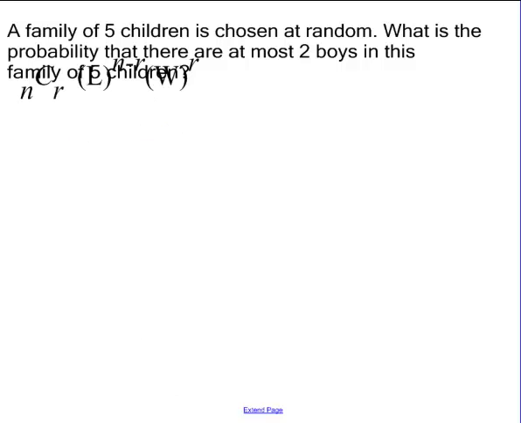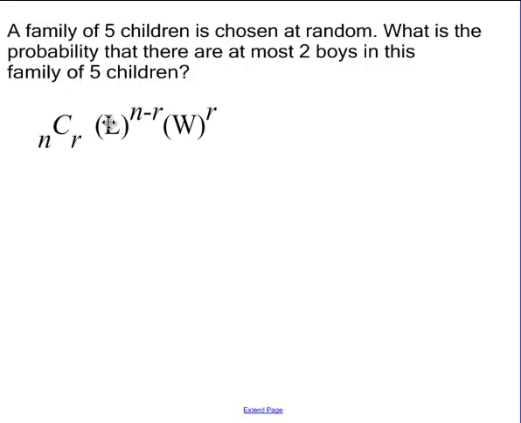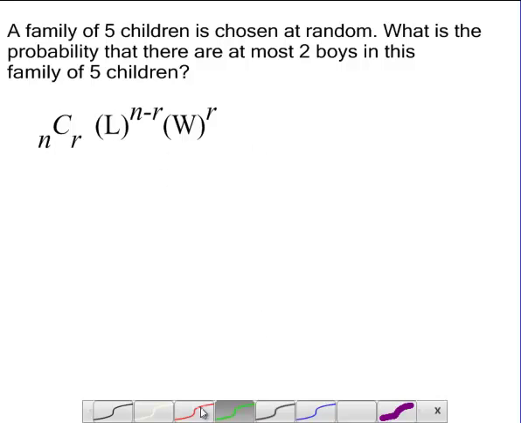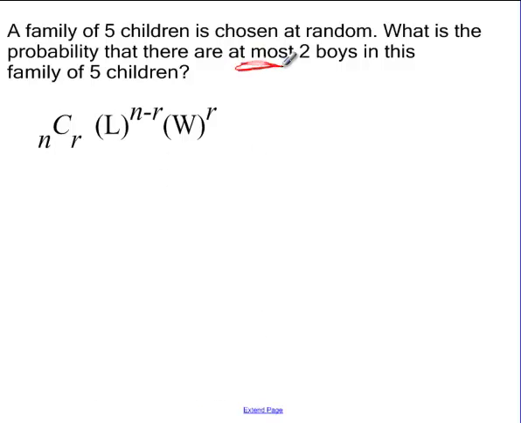Okay, just bring my formula in and start it again. A family of 5 children is chosen at random. What is the probability that there are at most, and at most means I've got a lot of work to do, 2 boys in this family of 5 children? Well, what's my probability? Well, with children, it's 1/2.